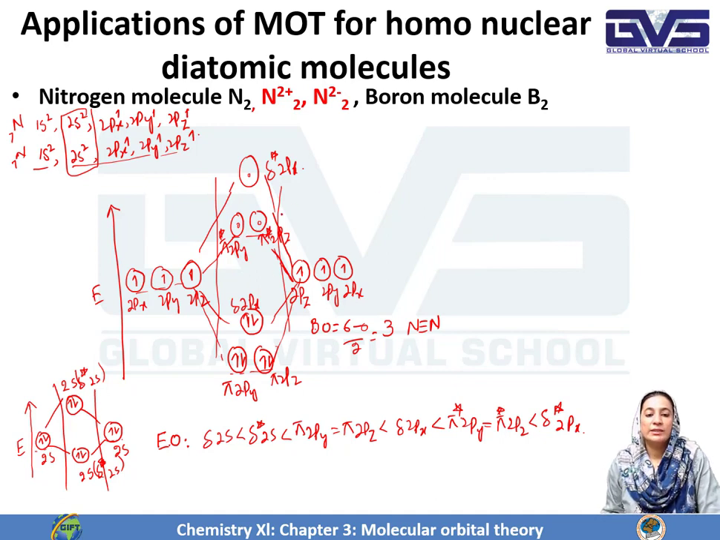And now come to whether this is paramagnetic or diamagnetic. Students, you know paramagnetic means having any partially filled molecular orbital, and here you can see this molecular orbital is completely filled, this molecular orbital is completely filled, this is also completely filled. So nitrogen is diamagnetic.